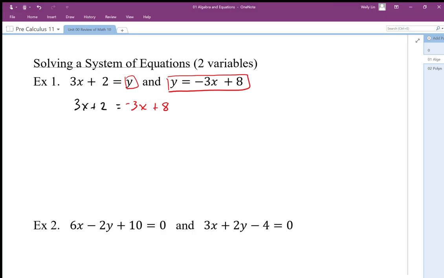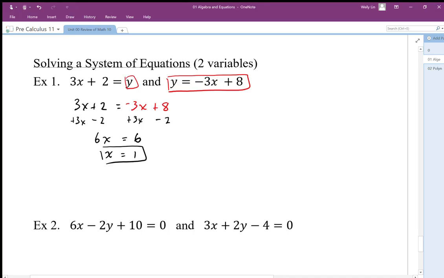Now I only have one variable to solve for, which I can solve. So I'm going to do plus 3x. Remember that these do not cancel. So I get plus 3x plus 3x. I'm going to take away 2 from both sides. So I end up with 6x on this side, and this is balancing 6 ones. Divide by 2, I get x equals 1.